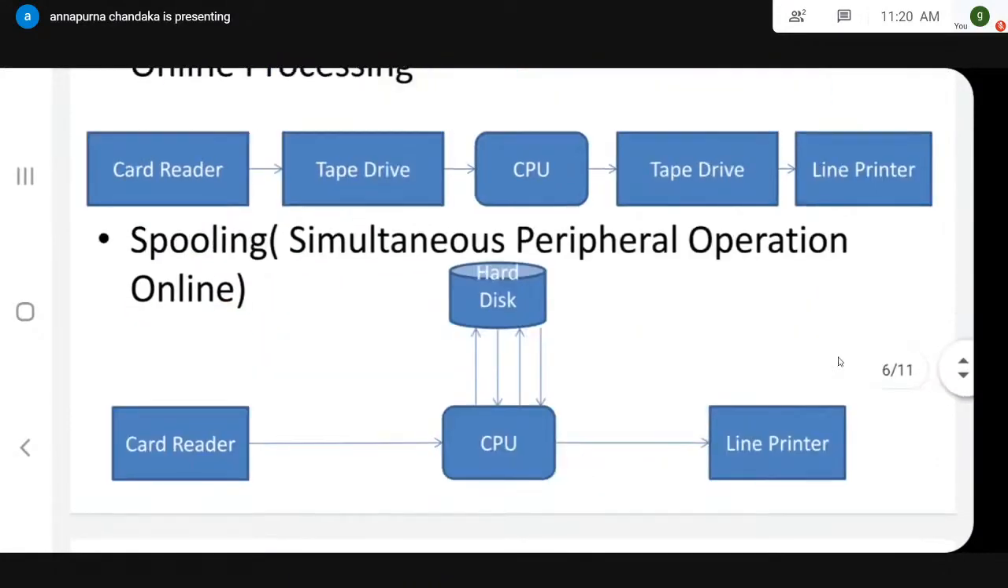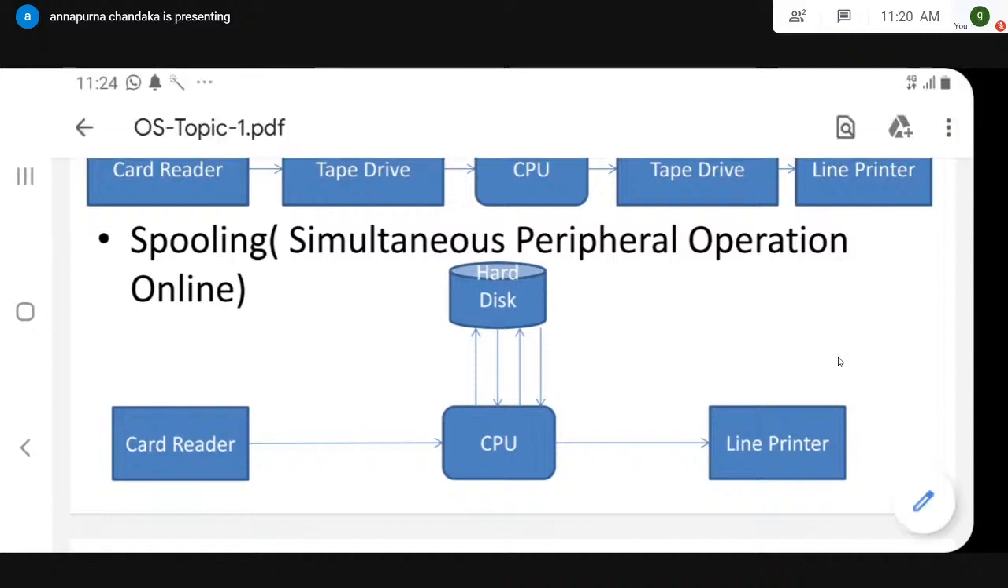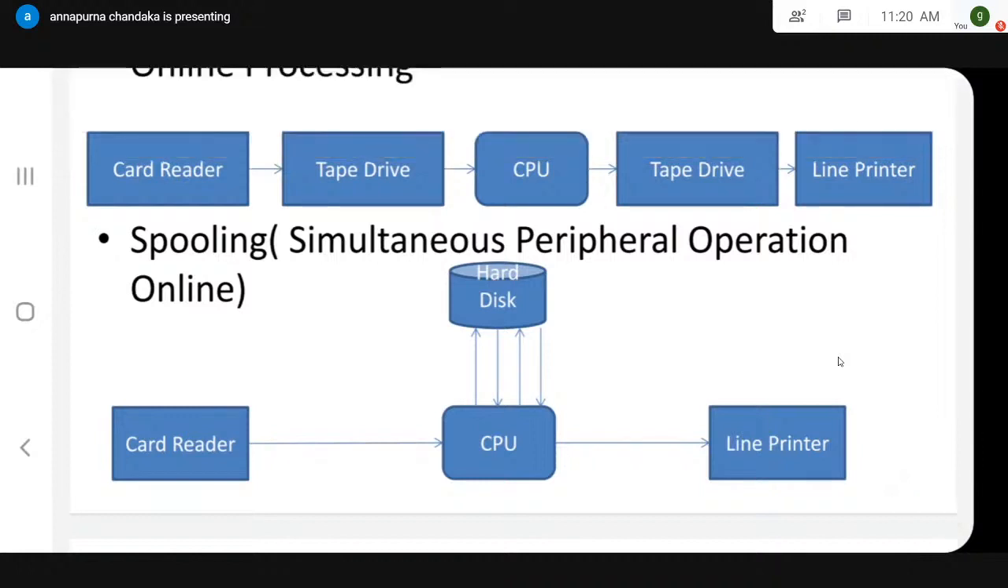Again, we'll come back. Now the CPU speed completely depends on the hard disk. That's why this kind of effect is called spooling. Spooling stands for simultaneous peripherals operation online.